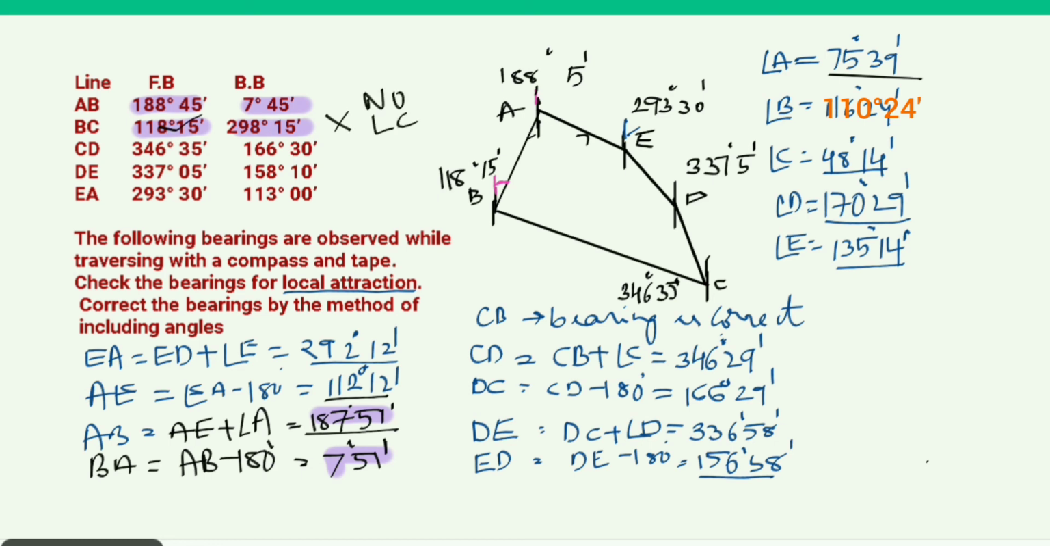local attraction. And bearings at CD, corrected bearing of CD is 346 degrees 29 minutes, and DC corrected bearing is 166 degrees 29 minutes, and DE corrected bearing 336 degrees 58 minutes, and ED corrected bearing 156 degrees 58 minutes, and EA corrected bearing 292 degrees 12 minutes, and AE corrected bearing 112 degrees 12 minutes. So in this way we have obtained the corrected bearings. This change or variation in the bearings of lines is due to the presence of local attraction.